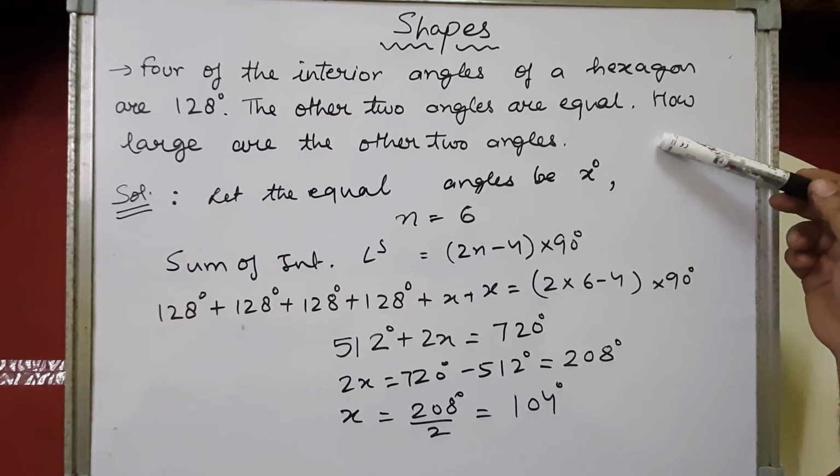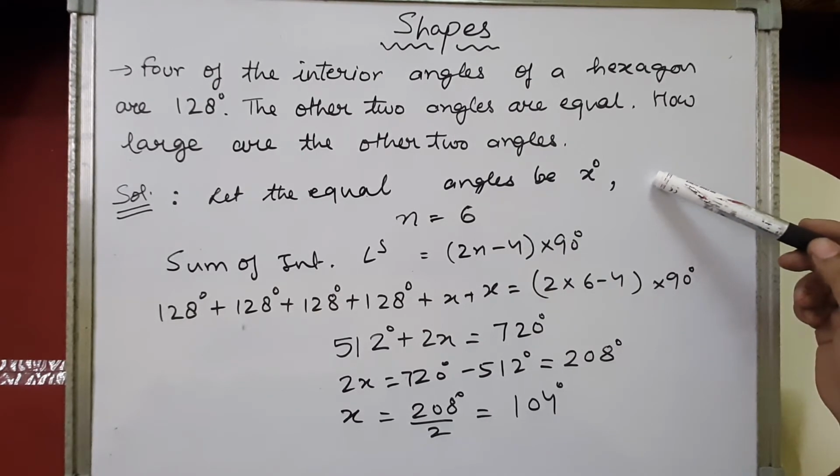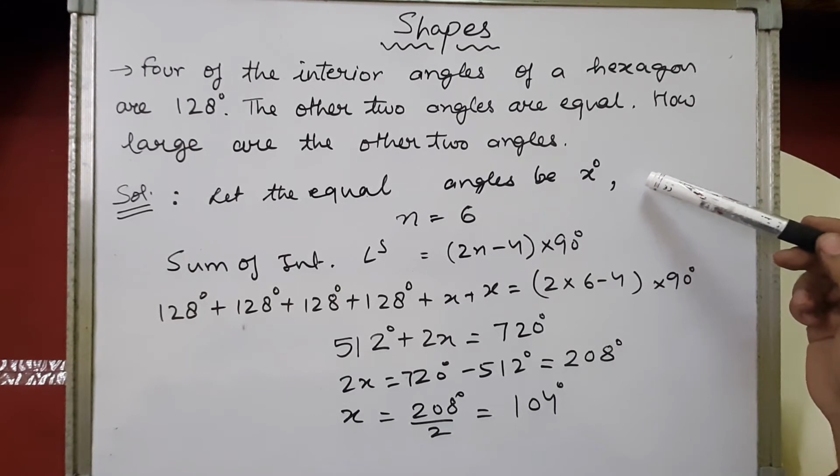4 angles are equal and the remaining 2 are equal, like this. Let's see what we'll assume. Let the equal angles be x degrees each. Okay, x degrees and x degrees. We have assumed that what they are asking, the measure of each equal angle, is x degrees.